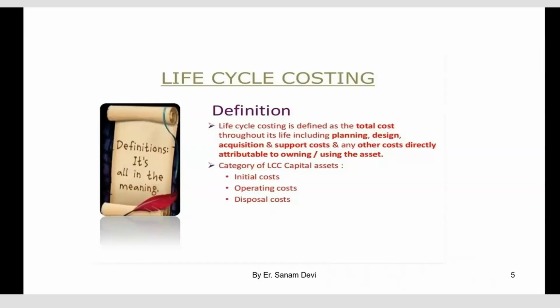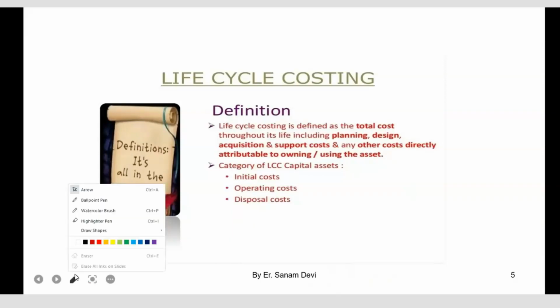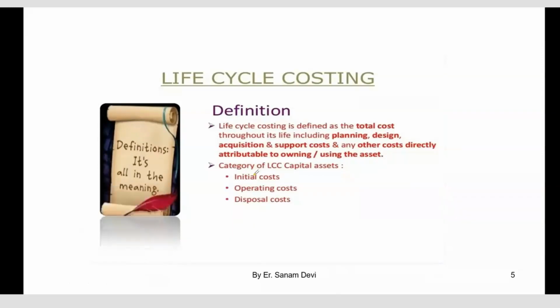Okay, that's the thing. What is the definition? Life cycle costing is defined as the total cost throughout its life, including planning, design, acquisitions, support cost, and any other cost directly attributable to owning or using the asset.